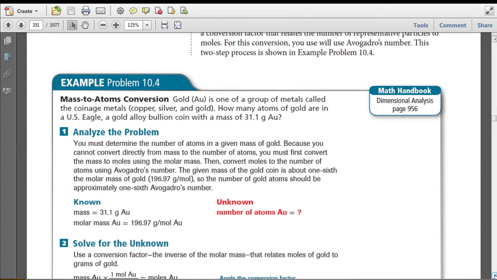To analyze this problem, you must determine the number of atoms in a given mass of gold. Because you cannot convert directly from mass to the number of atoms, you must first convert the mass to moles using the molar mass. Then, convert moles to the number of atoms using Avogadro's number. The given mass of the gold coin is about 1/6 the molar mass of gold, which is about 196.97 grams per mole. And again, you can get that number right off your periodic table. So the number of gold atoms should be approximately 1/6 Avogadro's number.